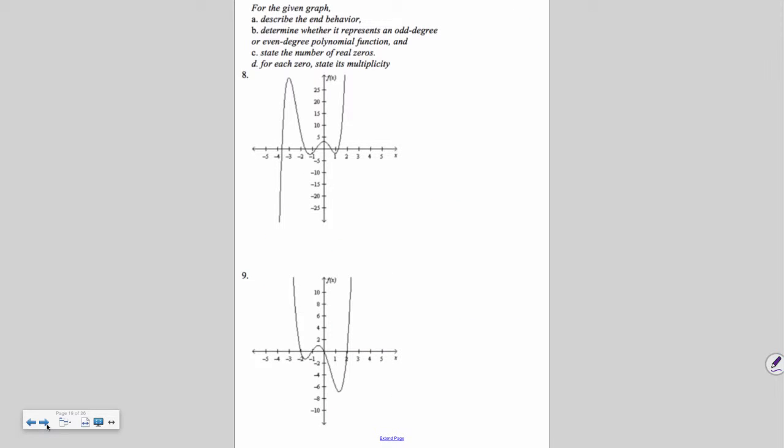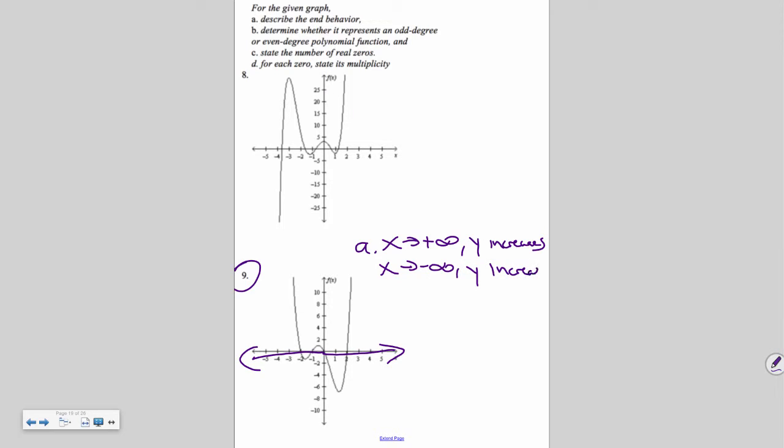For these next two, you have to answer a series of questions. I'm going to do number 9. It's a little bit easier to explain. For A, for the end behavior, I write as x goes to positive infinity, as x goes this way, what's happening to y? Y increases. X goes to negative infinity, y also increases. If they are the same, that means it's an even function.